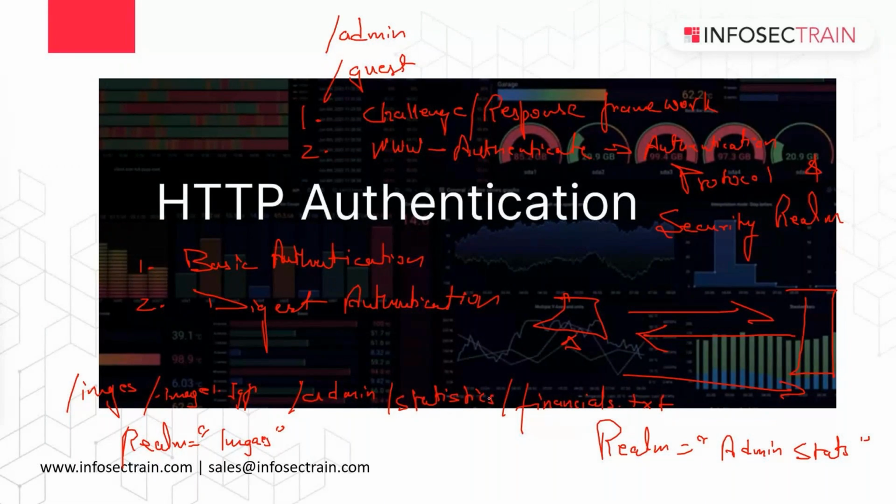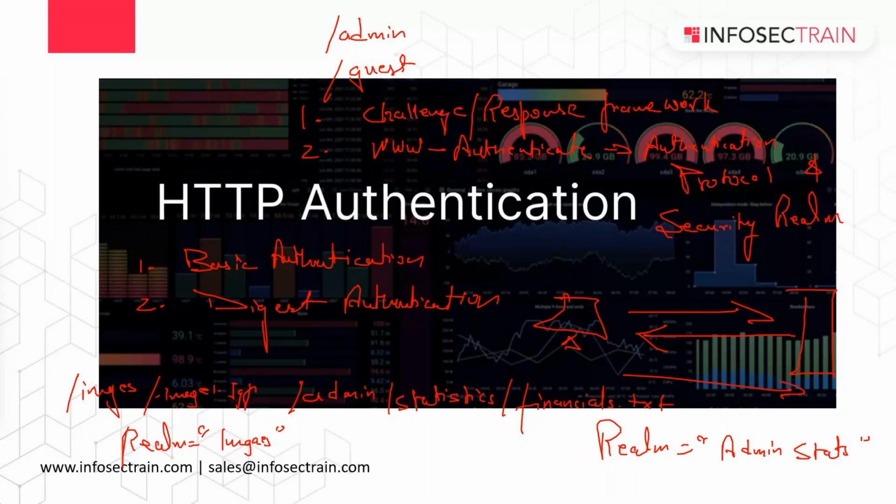So the www-authenticate header will have the information about what authentication protocol you are using and the security realm. The security realm is defined when the developer is writing code. So you have to define the different places or pages a normal user can access and what admin can access, right?